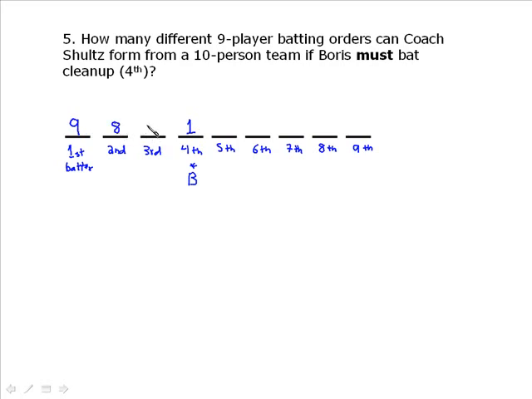We then have 8 choices for the second, 7 for the third, fourth is taken care of, so 6 for the fifth, 5, 4, 3, and 2 choices for the ninth. And that makes sense because one person is going to have to stay. So just multiply 9 by 8 by 7 by 6 by 5 by 4 by 3 by 2. And you'll get a big number. So 362,880 batting orders.